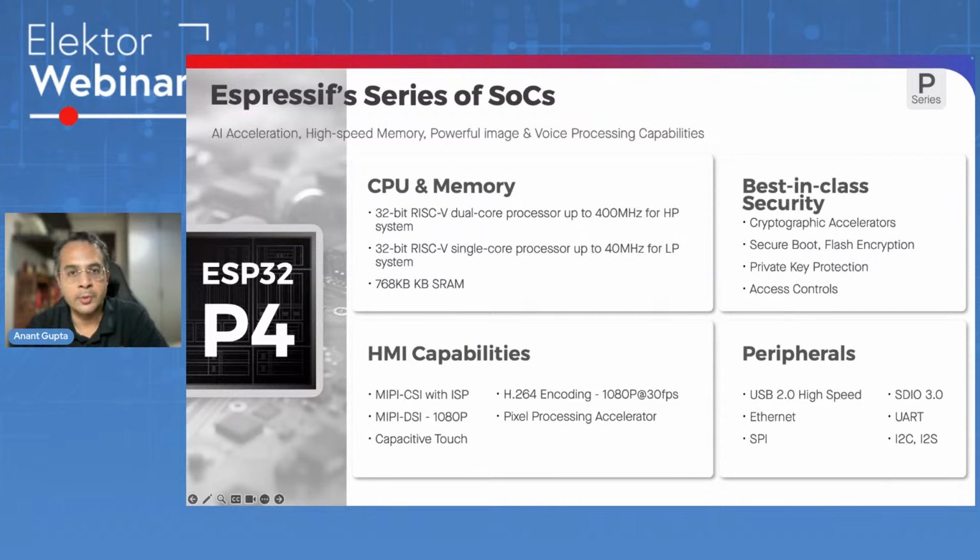From the security point of view, it has the standard security features which most of the Espressif products carry, like cryptographic accelerator, secure boot, flash encryption, private key protection, which is the digital signature peripheral, and then access control using PMP, which can also be broadened into the trusted execution environment or TEE implementations. We will also cover them in a bit more detail later. And then it has all standard peripherals like SDIO, UART, SPI, but also some high-speed peripherals like Ethernet 1 Gbps and USB 2.0 high-speed.